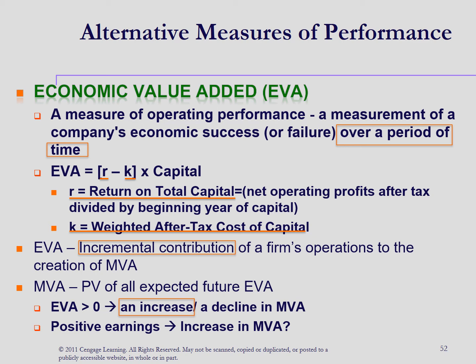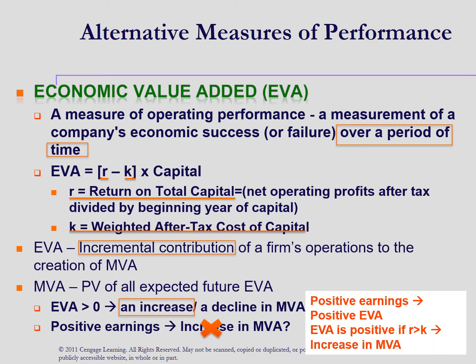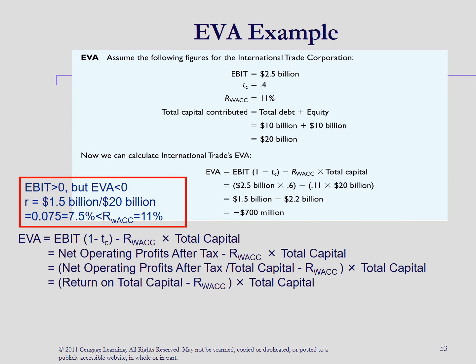However, positive earnings do not necessarily lead to an increase in market value added. Why? Because positive earnings do not necessarily mean a positive economic value added. Economic value added is positive if the return on total capital is greater than the cost of capital. This slide provides an example showing that positive earnings do not lead to a positive economic value added because return on total capital is less than weighted after-tax cost of capital.